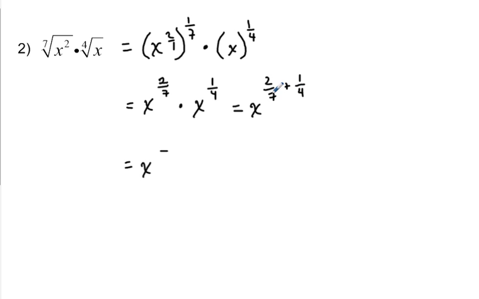To write 2/7 with a denominator of 28, we multiply the top and the bottom by 4, so we get 8 over 28. To write 1/4 with a denominator of 28, we multiply the top and the bottom by 7, so we write 7 over 28. Now we can add these up, and we get x to the 15 over 28 power.